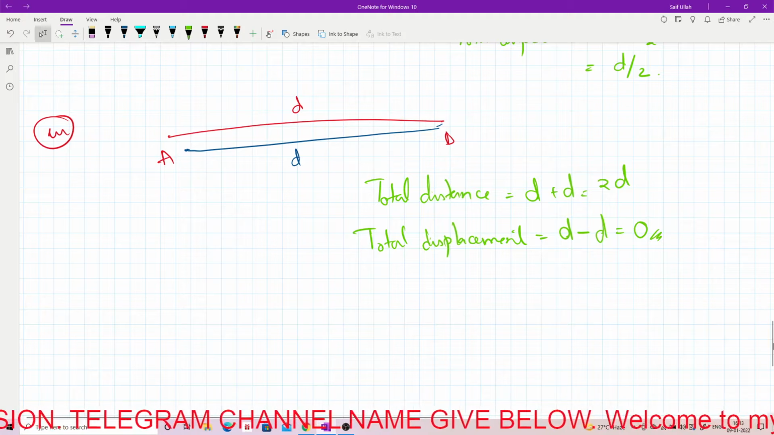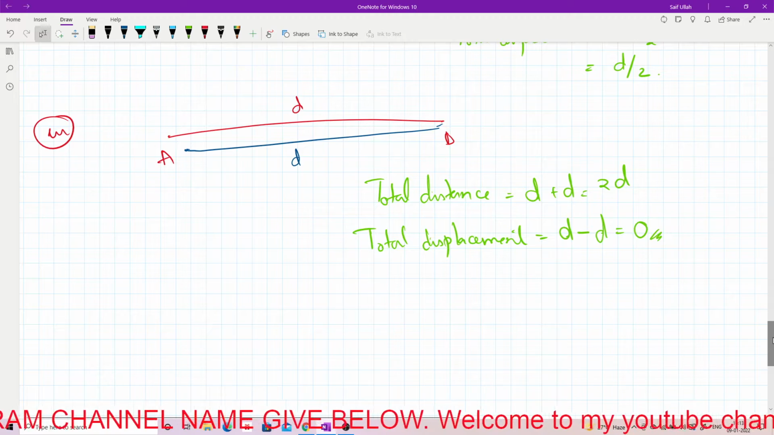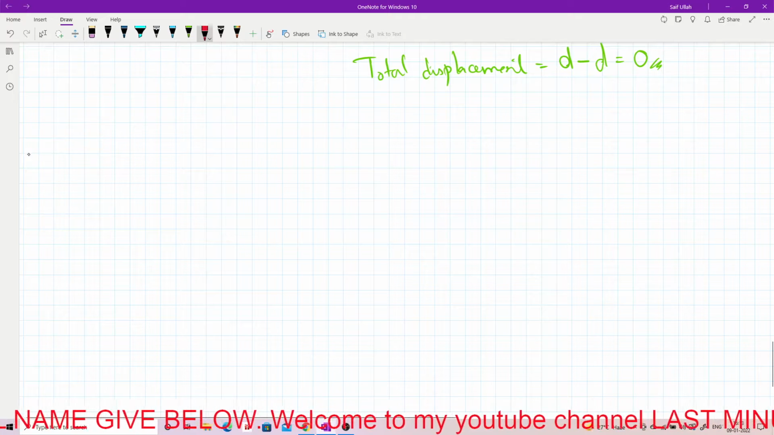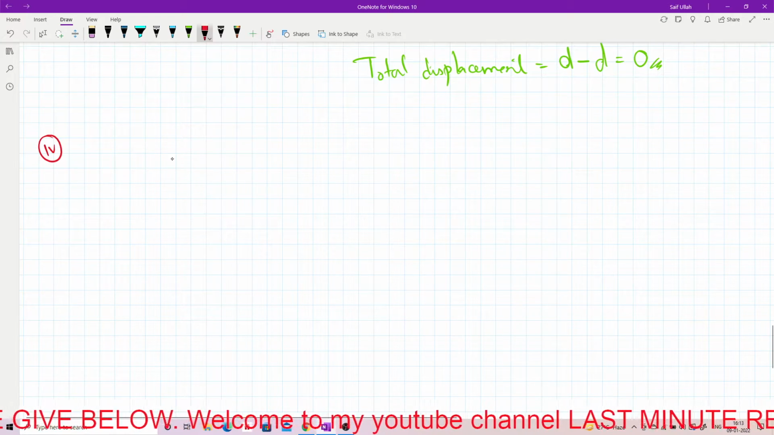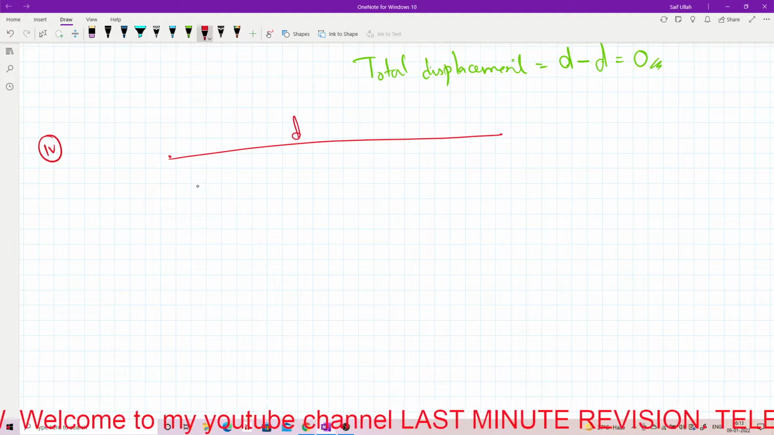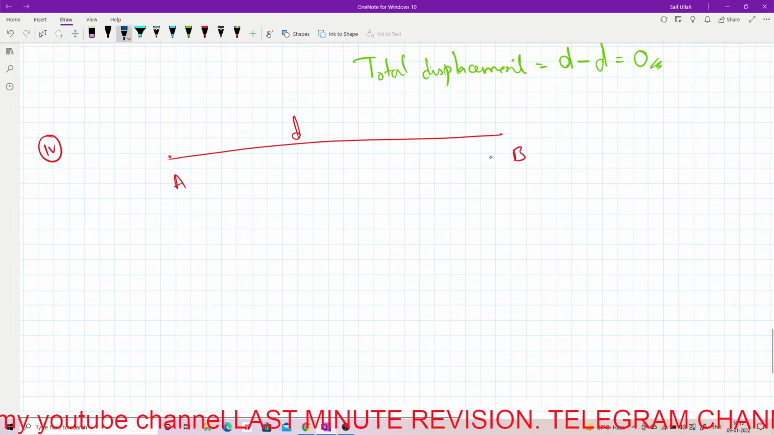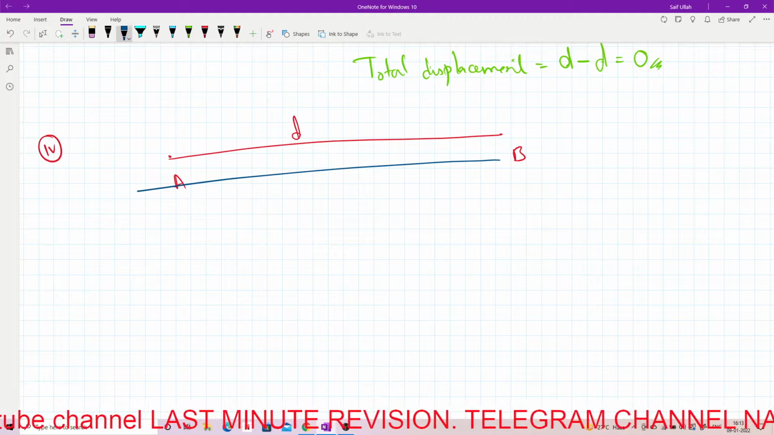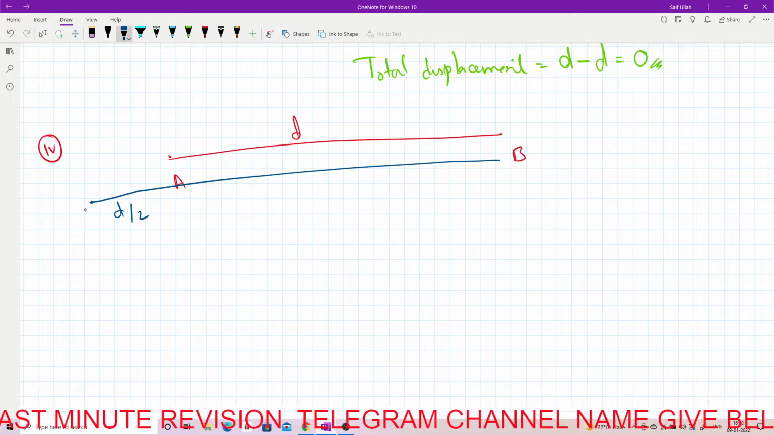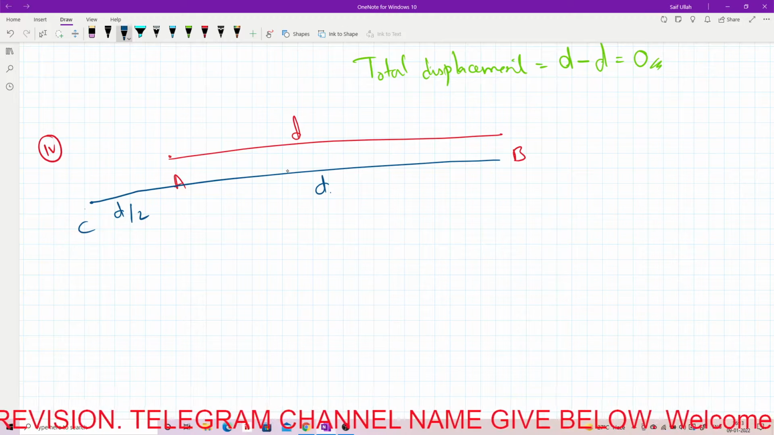Okay, in the first two cases we have seen displacement positive. In the third case we have seen displacement as 0, and we'll also see another case in which the displacement will be negative. Okay, it has traveled some distance d here from A to B. Again it will be returning back d by 2, till C. First it has covered d, after that again d by 2 it has covered.